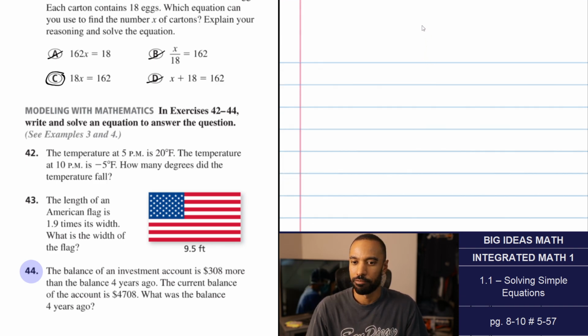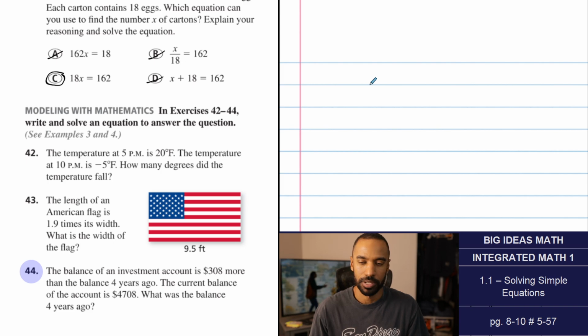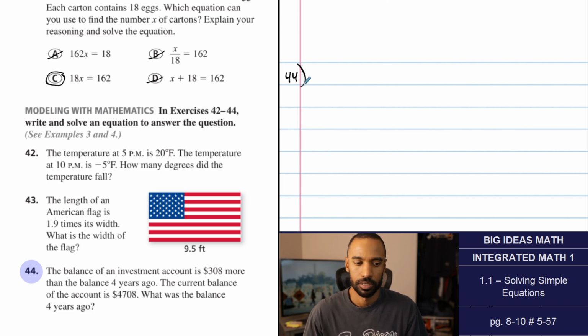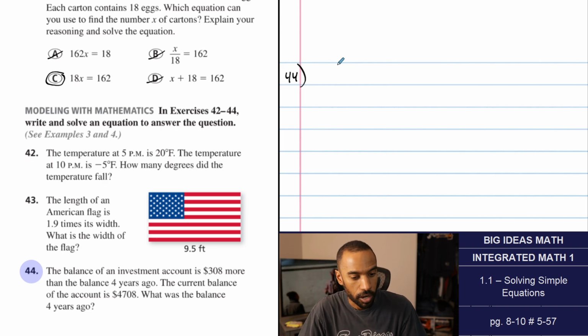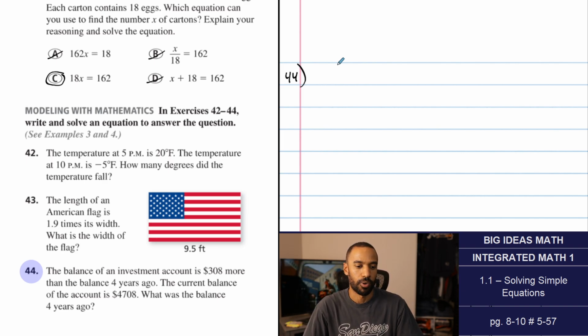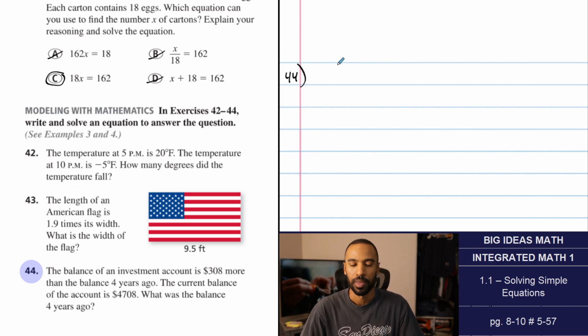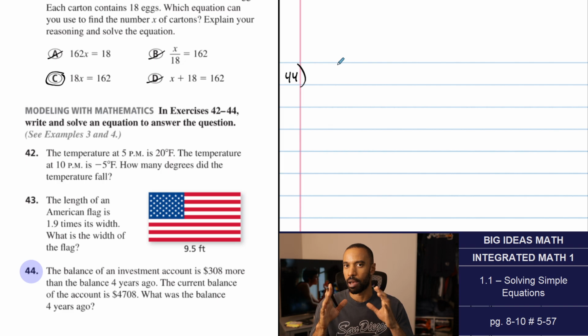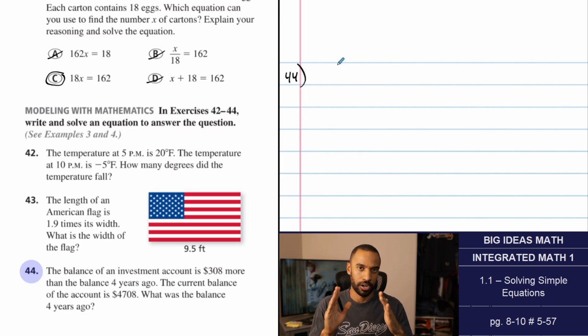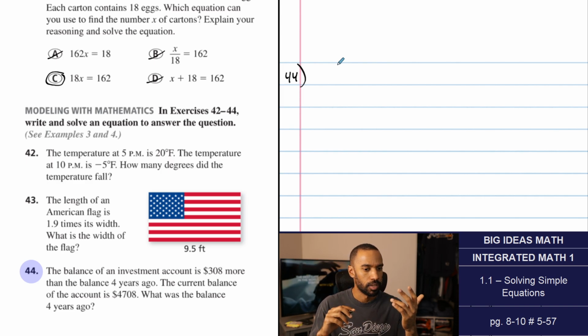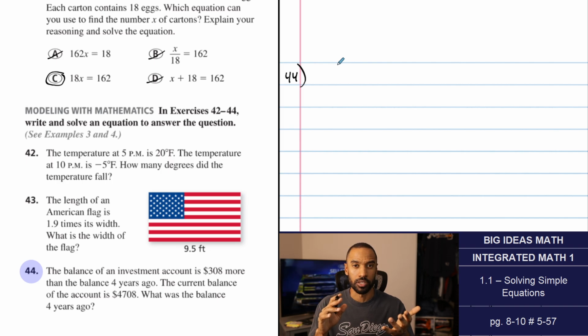Okay. Number 44. The balance of an investment account is $308 more than the balance it was 4 years ago. The current balance of the account is $4,708. What was the balance 4 years ago? The 4 years portion does not matter for us unless they were asking for the average annual increase over the course of each year for the last 4 years. The 4 part doesn't matter.